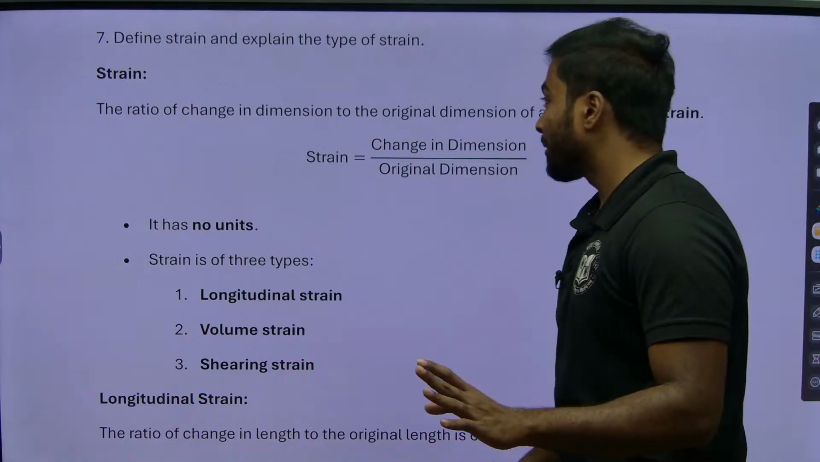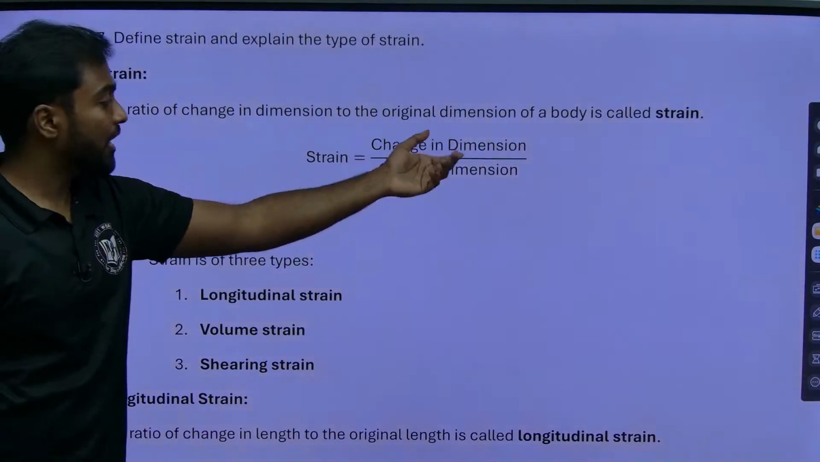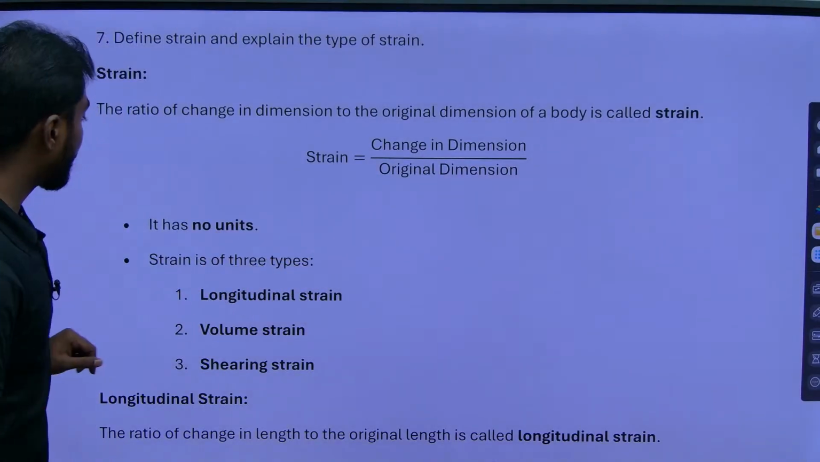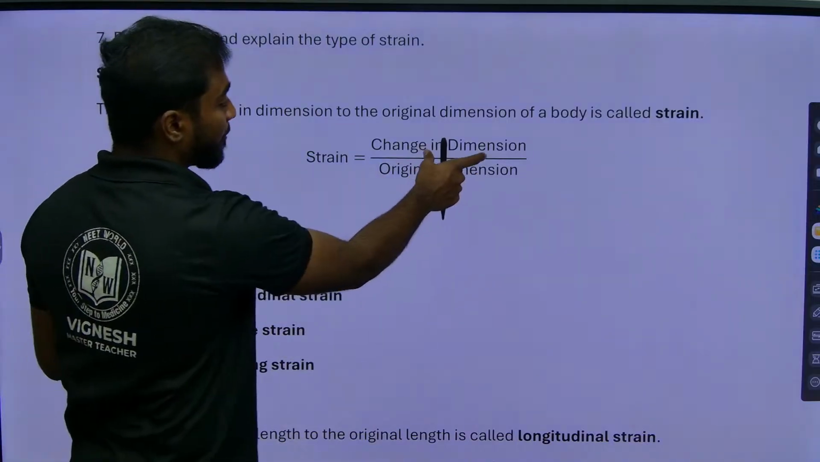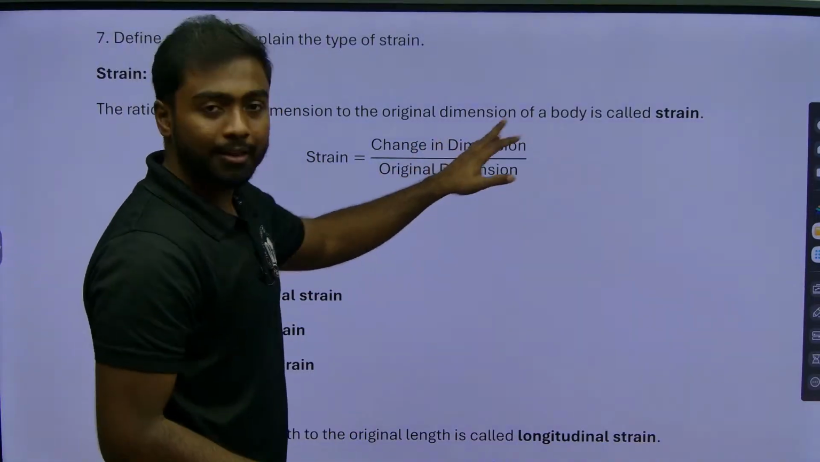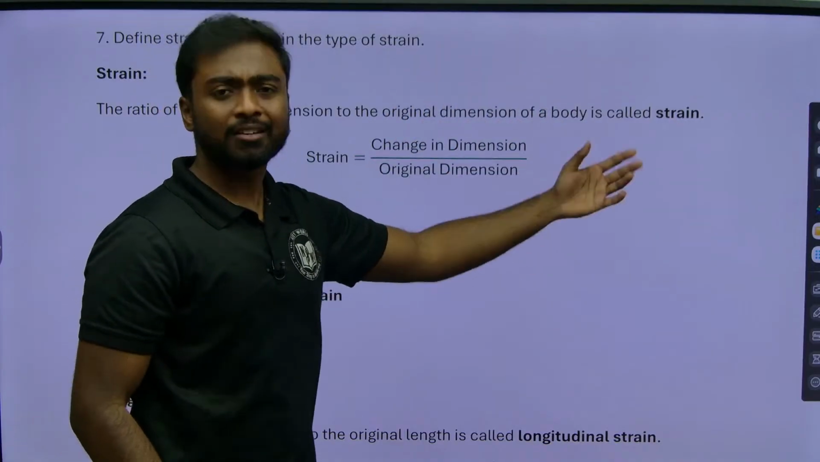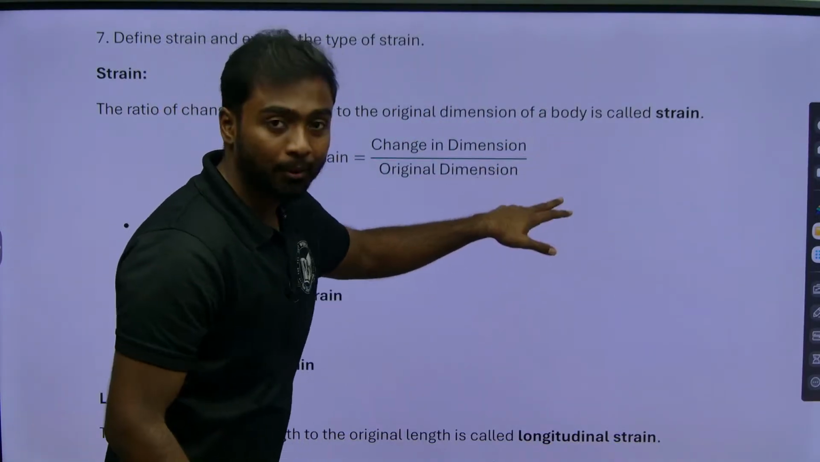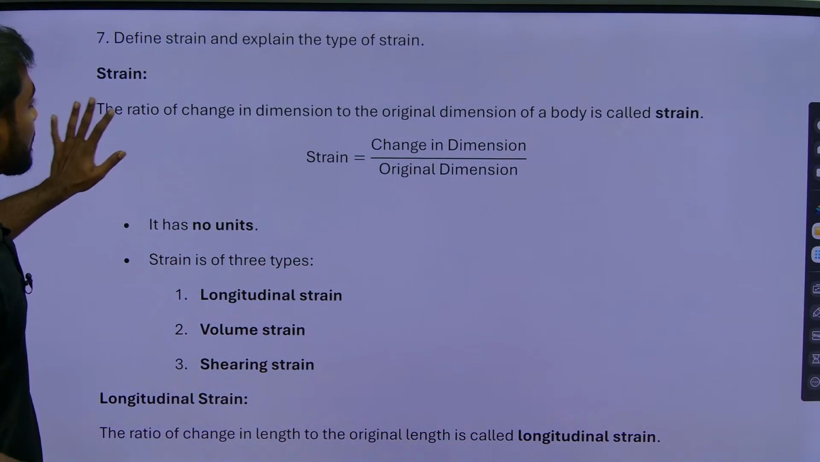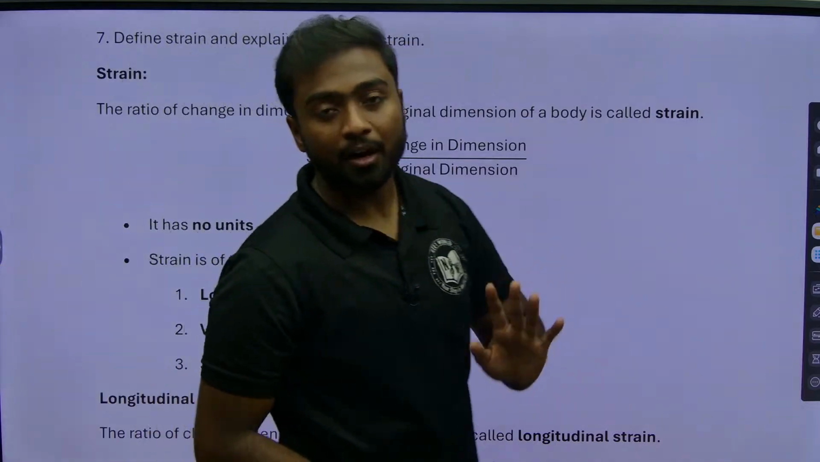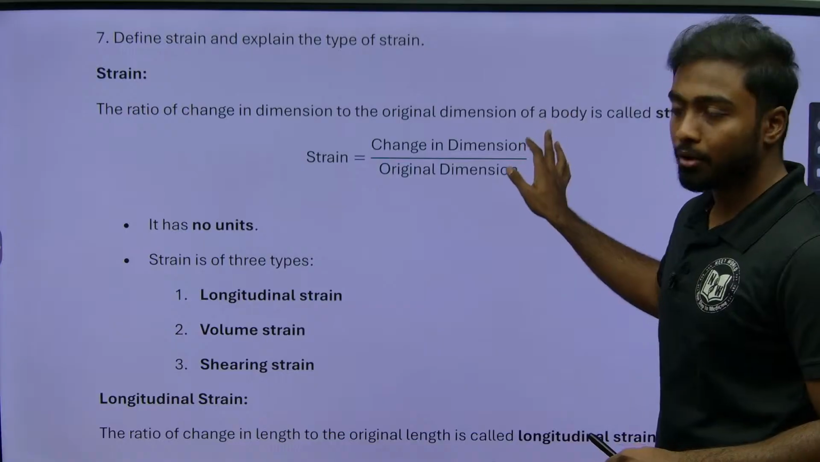So strain is nothing but a ratio. It's a ratio of change in length or change in dimension by original dimension. When we talk about the SI unit, if I take a length, the change in length is measured in meter only, and length is also measured in meter or centimeter, whatever it is. So meter and meter will get cancelled off. It has no unit. So this is the meaning of strain: the ratio of change in dimension to the original dimension of a body.